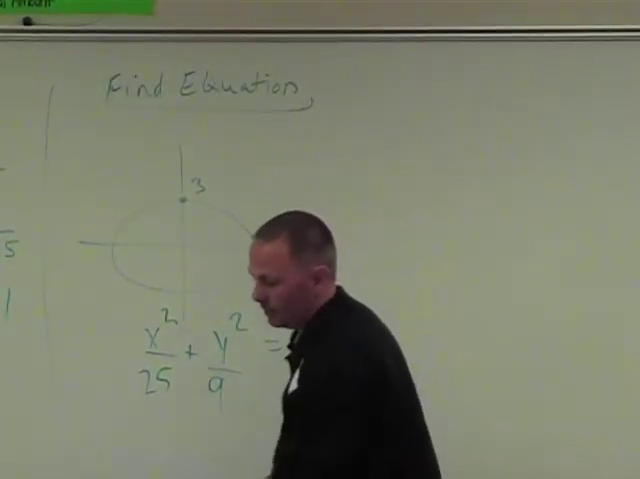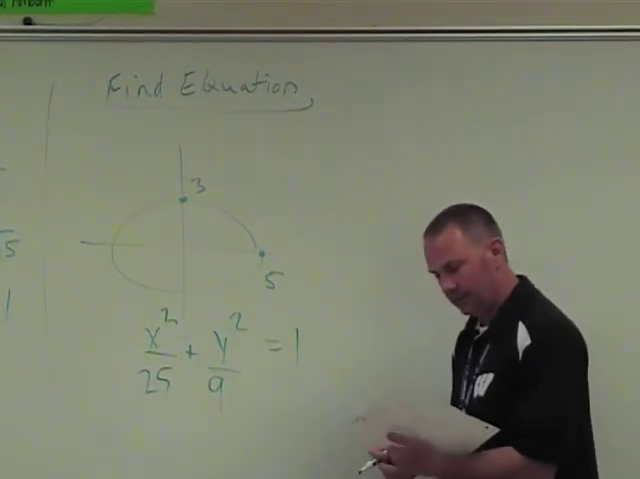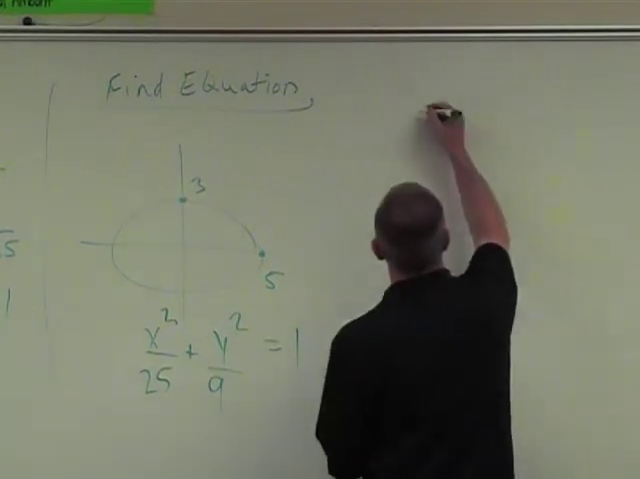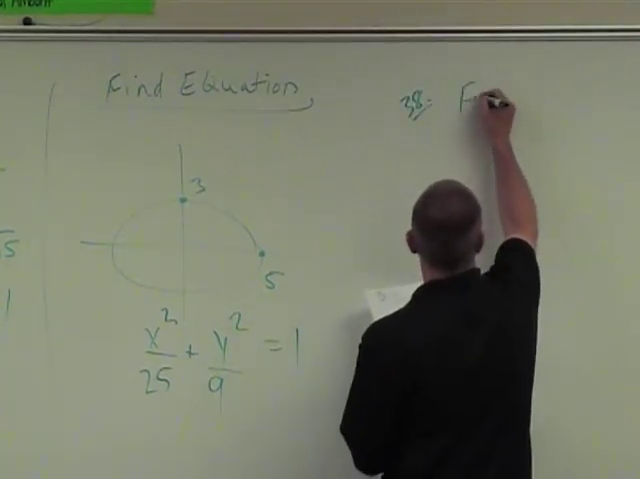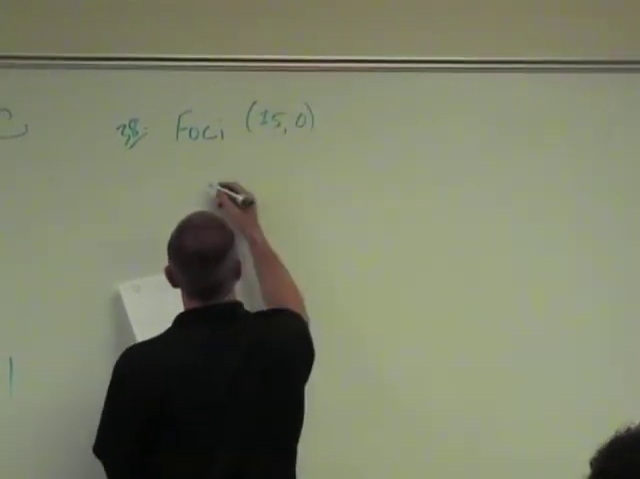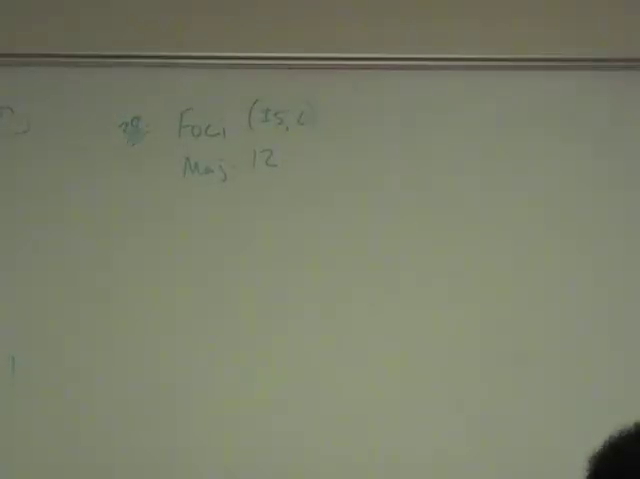All right, last one. I'm just picking one of these, because I can't show you all of them. We'll do this one. This is number 38. Your foci are at plus or minus 5, 0, and the length of the major axis is 12. Give me the equation.